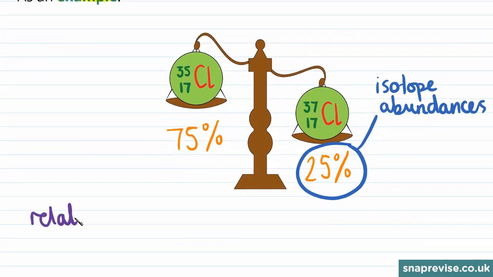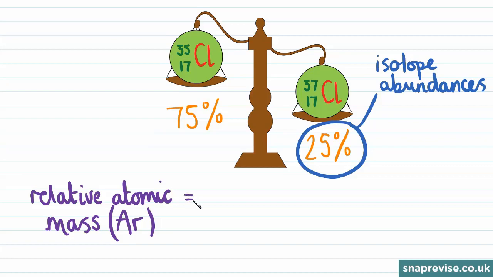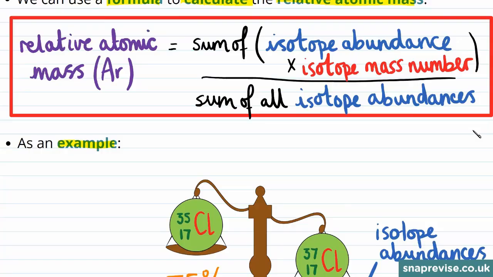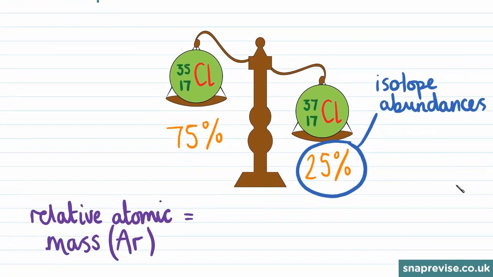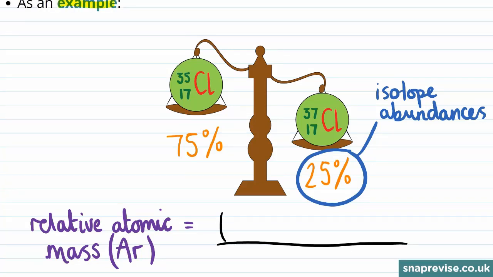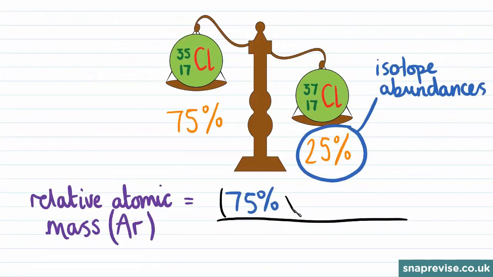So, our relative atomic mass, or Ar value for chlorine, is going to be equal to the sum of isotope abundance times isotope mass number for each of the possible isotopes. So, in the example of chlorine, we have two possible isotopes, and for each we have an isotope mass number and an isotope abundance. Therefore, the numerator of our fraction that allows us to work out the relative atomic mass is going to be firstly the isotope abundance of our first isotope, which is 75%, multiplied by the isotope mass number for this isotope, which we can see is 35.